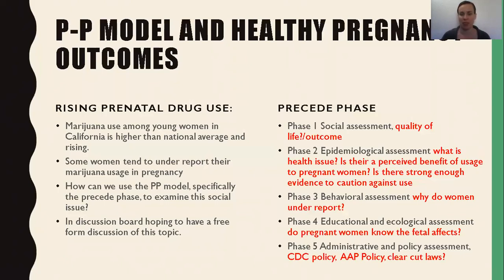Just don't do it. And then phase 3, behavioral assessment. Why do women underreport? Are they afraid legally, even though it's now legal? Are they afraid as a pregnant woman that they could have some court case against them for child abuse? Do they think that it's not a problem? It's not going to affect the child? So why are women not reporting that they're using marijuana?